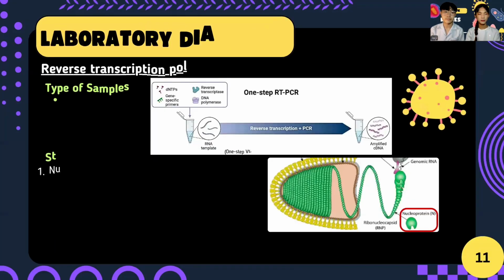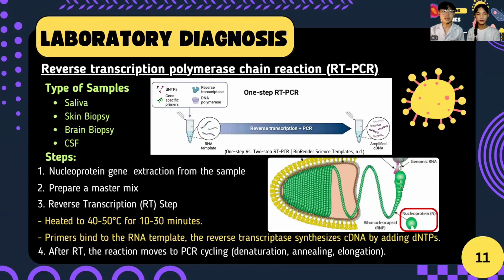Okay, the next is reverse transcription polymerase chain reaction, or RT-PCR. The sample types are saliva, skin biopsy, brain biopsy, and CSF. For the steps, the nucleoprotein gene is extracted from the sample and the master mix is prepared. The next step is reverse transcription. We heat to 40 to 50 degrees Celsius for 10 to 30 minutes, and we add the primer.